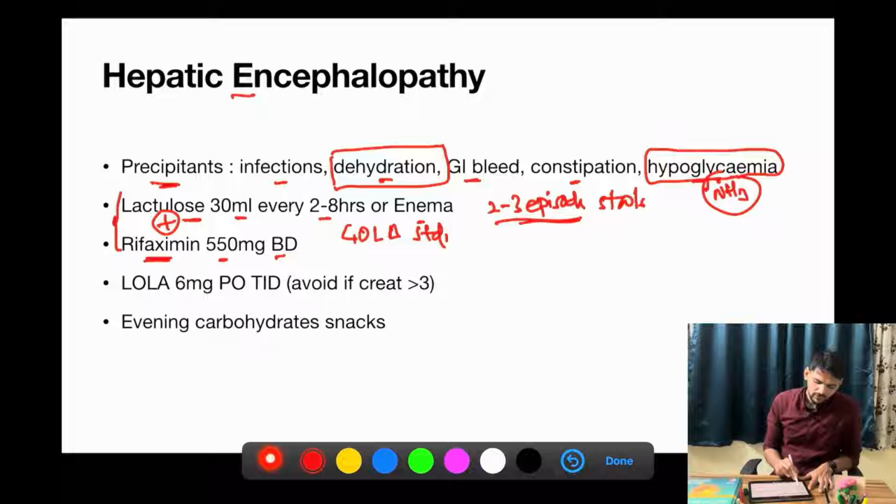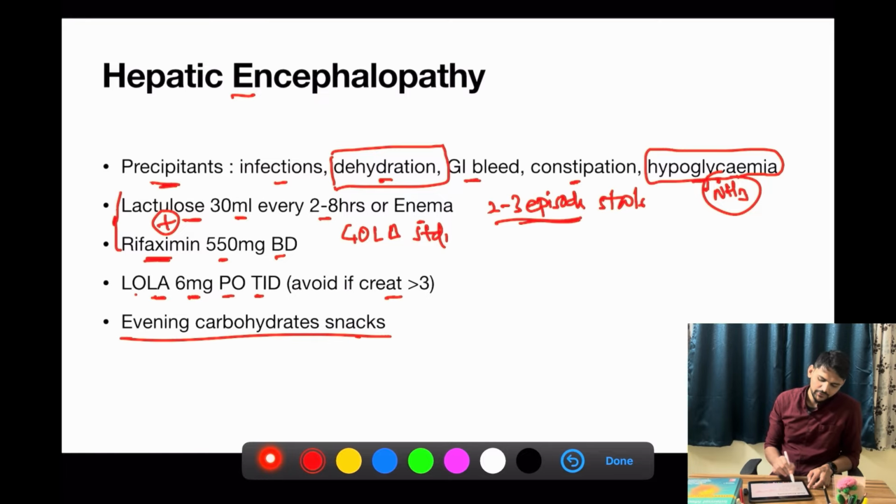Few practitioners use LOLA, that is L-ornithine L-aspartate. It is a metabolite in the Krebs cycle, so it will lower the production of ammonia. So we can utilize this. The dose is 6 mg tablet 3 times a day. But avoid this particular medication if the creatinine is more than 3.